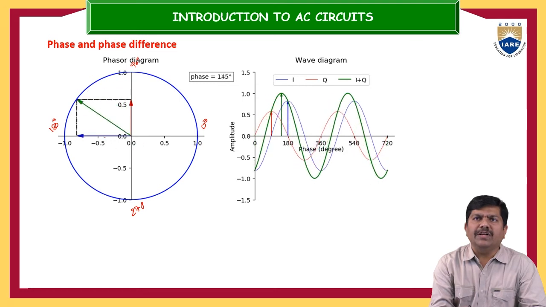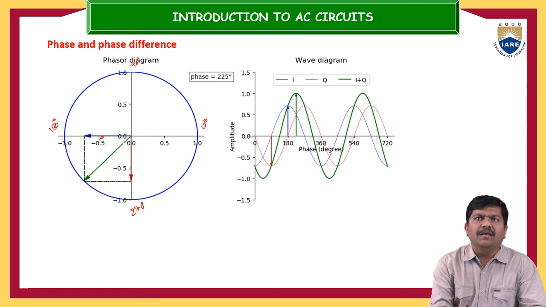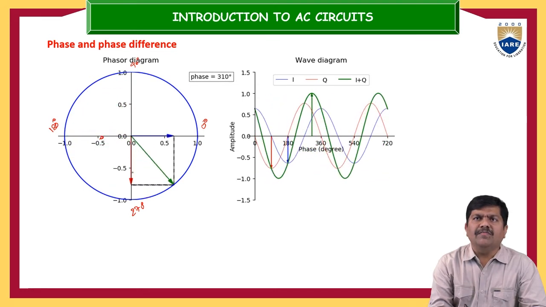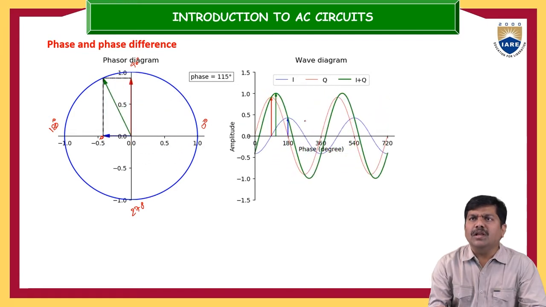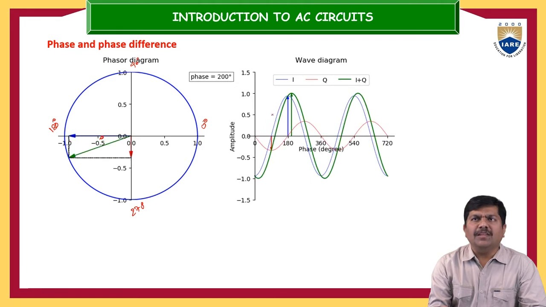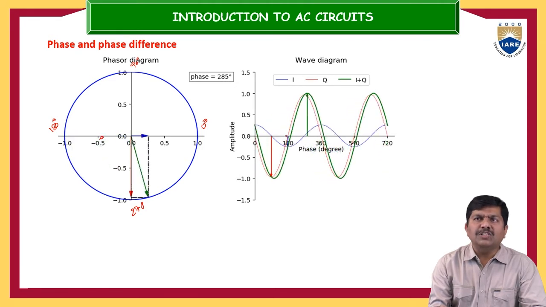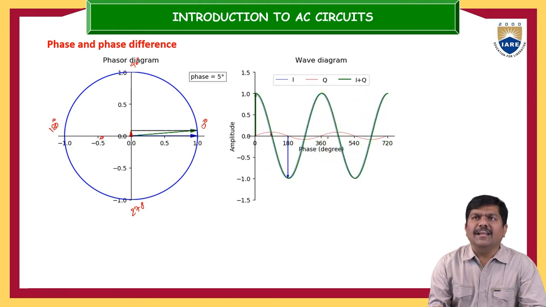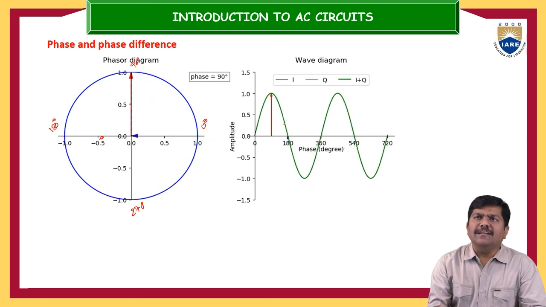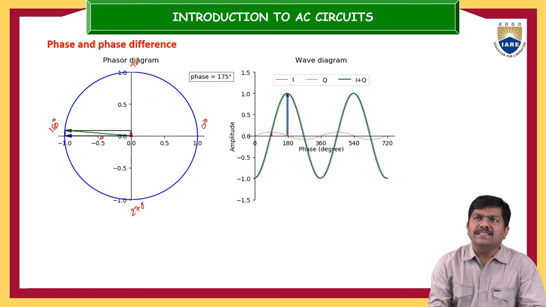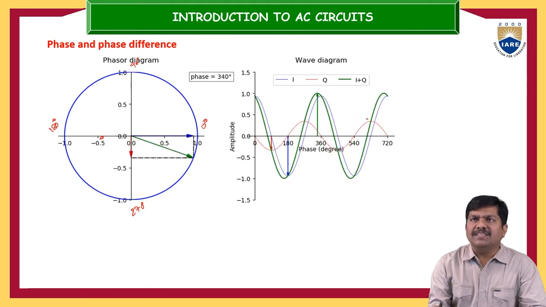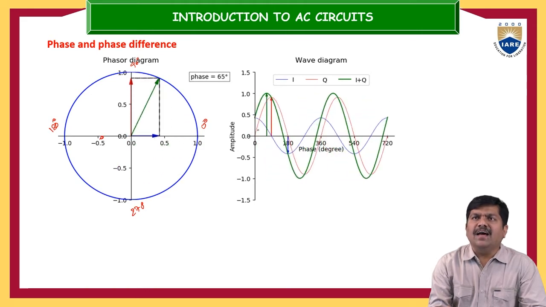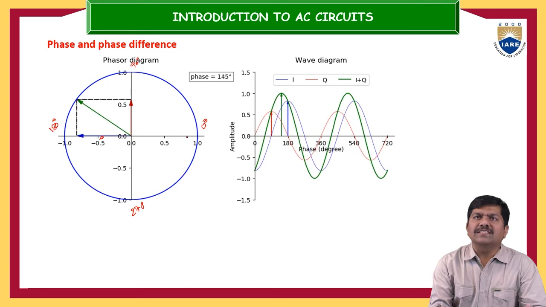The two alternating quantities: one is shown in green, one in blue and one in red. So the red waveform is like this and the blue waveform is like this. Then the resultant of these two is shown in green. As time progresses, or the phase angle progresses, the resultant remains the same, but the angular difference between the two quantities is changing.